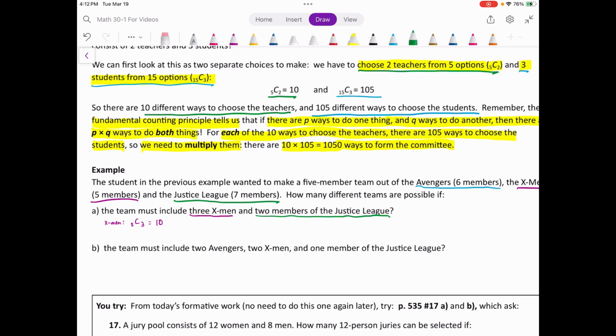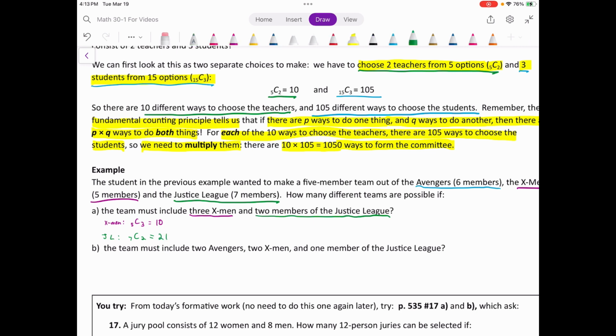Now for the Justice League, I'll just say JL for short, okay, there's 7 we could choose, and we're going to have to pick 2 of them. 7 choose 2, we put that in the calculator, gives us 21, right? Now again, think about this. There are 10 ways to choose the X-Men, but for each of those, there's 21 different ways we could choose the Justice League members that are left to choose, right? So overall, for every single one of those 10, there's 21 different ways we could do it, so 10 times 21, right? Or 210, okay?